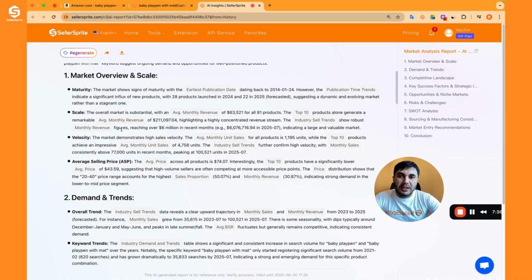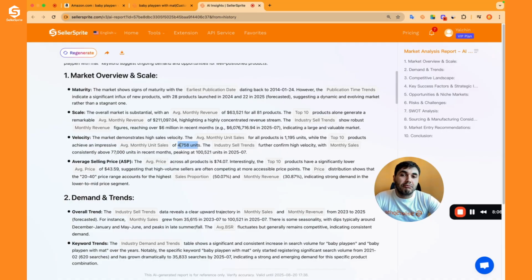So about the monthly revenue, the total revenue is 6 million recently. You can see from here, 2025 July. Velocity, the market demonstrates high sales velocity. Average monthly sales is almost 1200. And the top 10 products' average monthly sales unit is 4758. It's more than double.